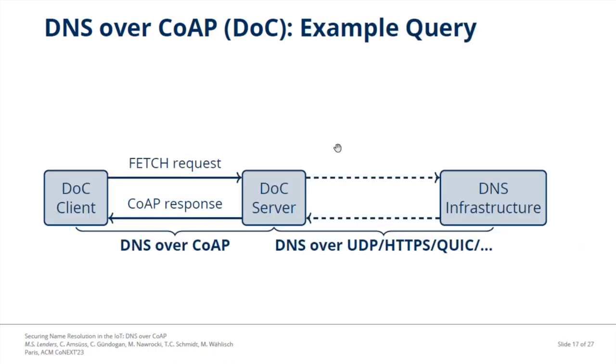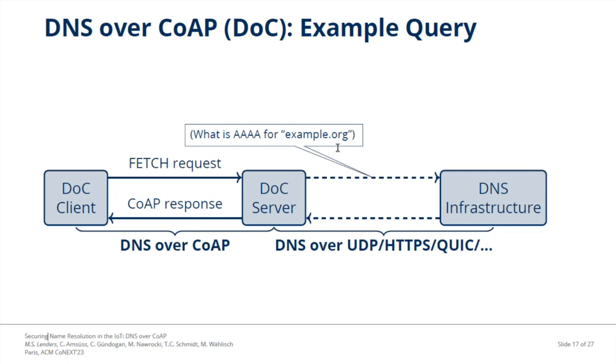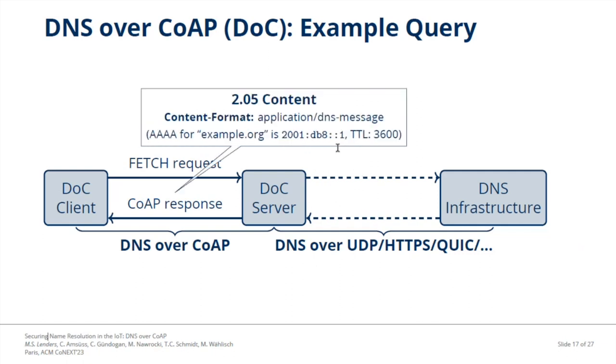So if we do DNS over CoAP, we basically just put our DNS query into a FETCH request, which has a content format application/dns-message, which then is taken out of the CoAP query and put on the general DNS infrastructure, which then can use whatever DNS transfer protocol you like. And we get the response back and then put the response into a 2.05 Content response message with a content format, again, application/dns-message.